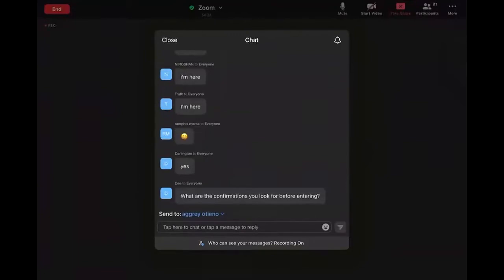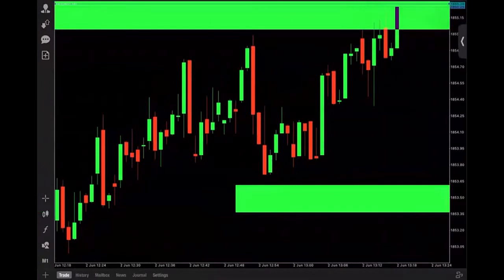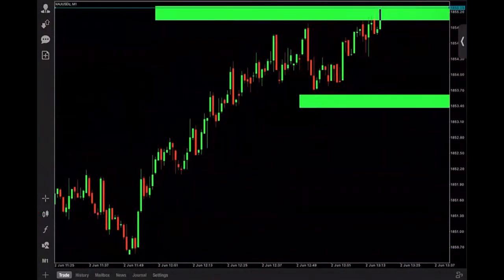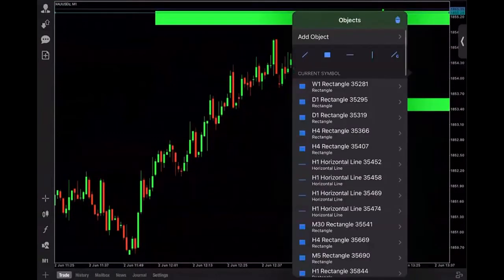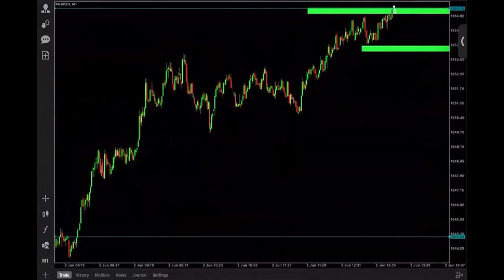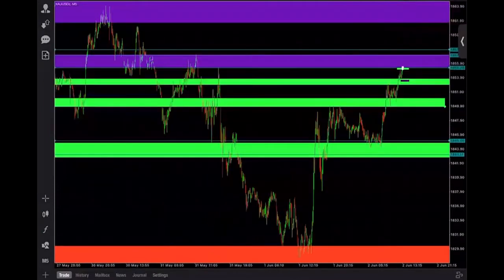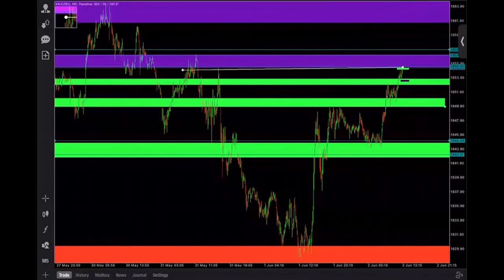Okay, good question. What are the confirmations you look for before entering? For example, this one. There are two possibilities. You want to find a sell in this zone, or you want to aim for a buy. But since we know this selling zone is quite huge, if it breaks this place where it caused the fall here and the fall here, 1855, it will definitely go here.